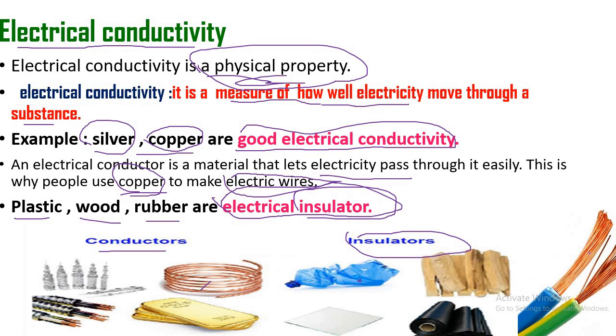Copper is used to make an electrical wire, while the plastic cover is used to cover the electrical wire because it's an electrical insulator. This insulator is made of plastic. And this copper is the conductor.